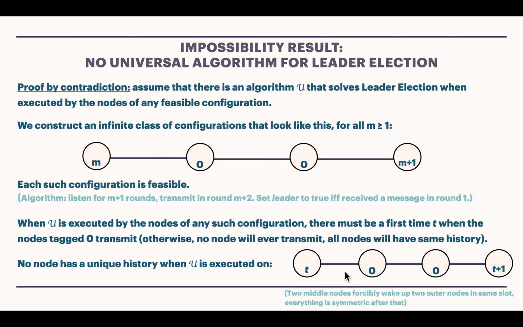From then on, everything's going to be symmetric. The two middle nodes are going to have the same history. The two outer nodes are going to have the same history. And so leader election will never be solved because no node will ever have a unique history.